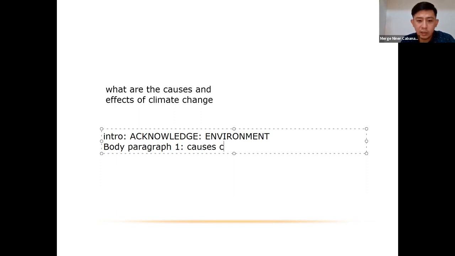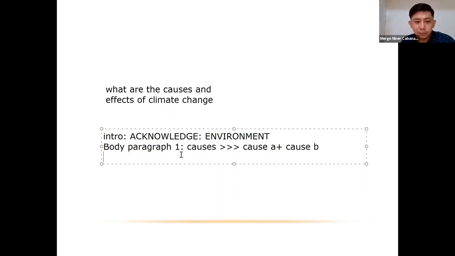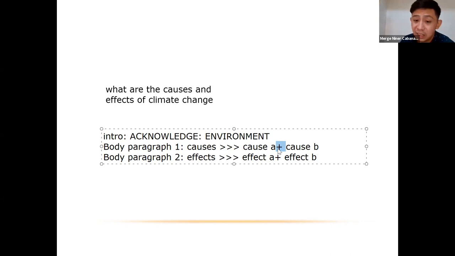So you will have cause A, plus a connecting device, moreover, in addition to that, furthermore, and then cause B to complete your paragraph one for causes. Now, same goes with this. Body paragraph two, this is where you're going to present the effects. So you have effect A, and then you have your effect B. So definitely this plus sign right here means that you're going to use a connecting device, like moreover, furthermore, in addition to that, meanwhile, okay?